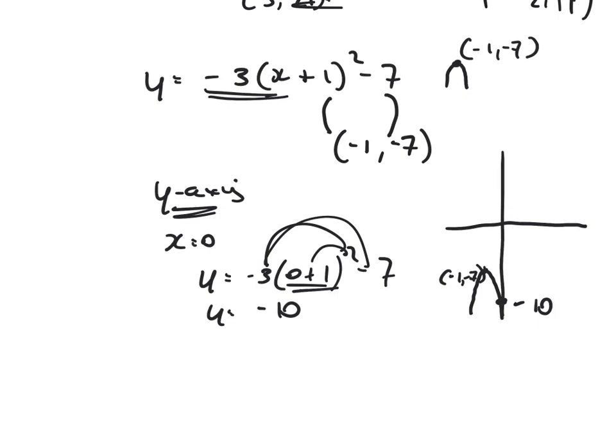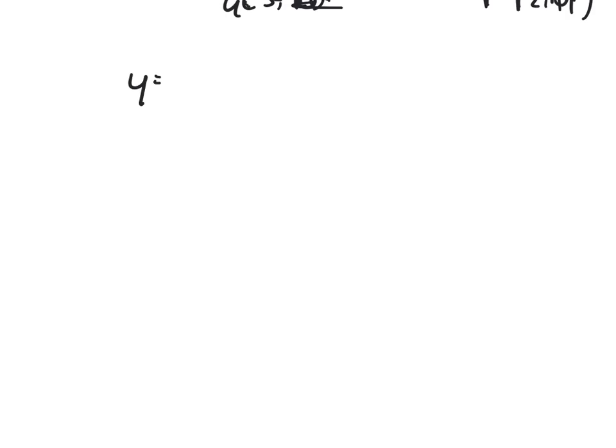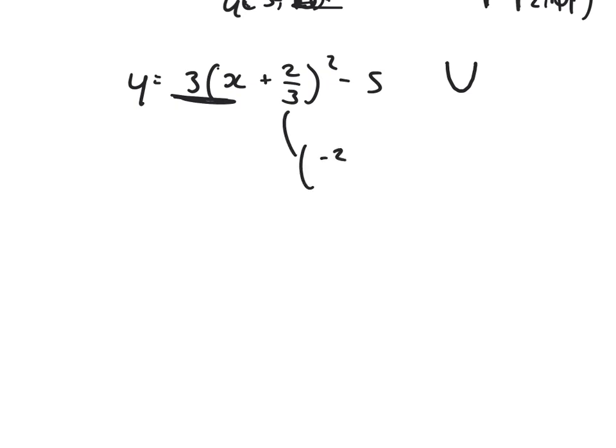Final answer. Let's try another. So 3 bracket x plus 2 over 3 all squared minus 5. Okay, so if I expand that out, that's going to be a positive x squared. That's concave down. Turning point, change the sign of that to give me minus 2/3. Do not change the sign of that to give me still minus 5. That's my turning point.